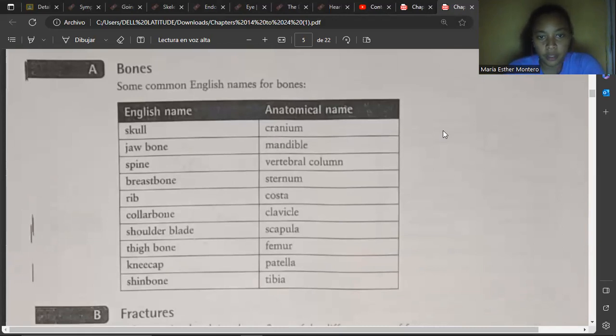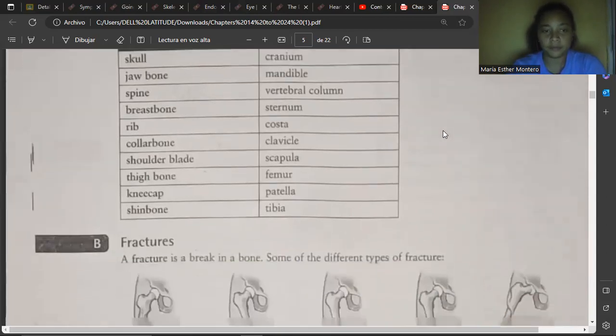jawbone, mandible; spine, vertebral column; breastbone, sternum; rib, costa; collarbone, clavicle; shoulder blade, scapula; thigh bone, femur; kneecap, patella; shin bone, tibia.